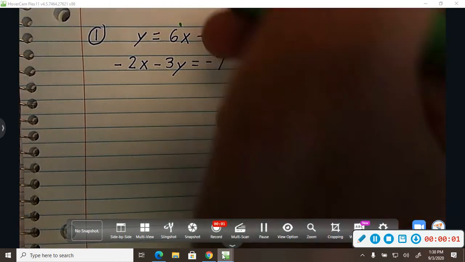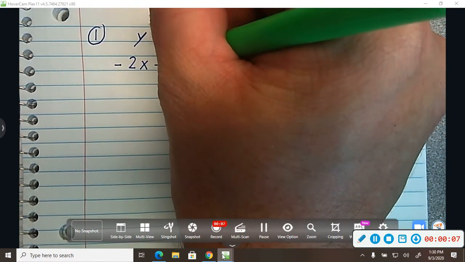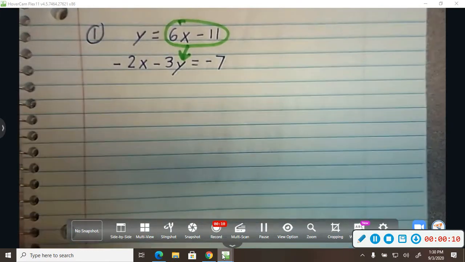So I'm going to take 6x minus 11 and substitute it in for the y value.